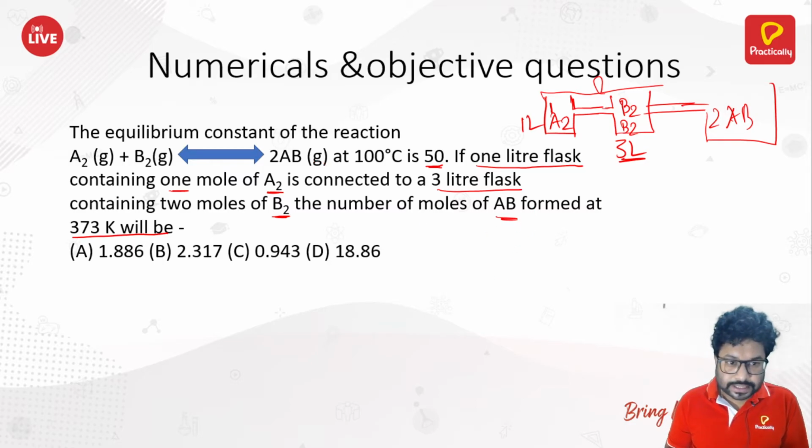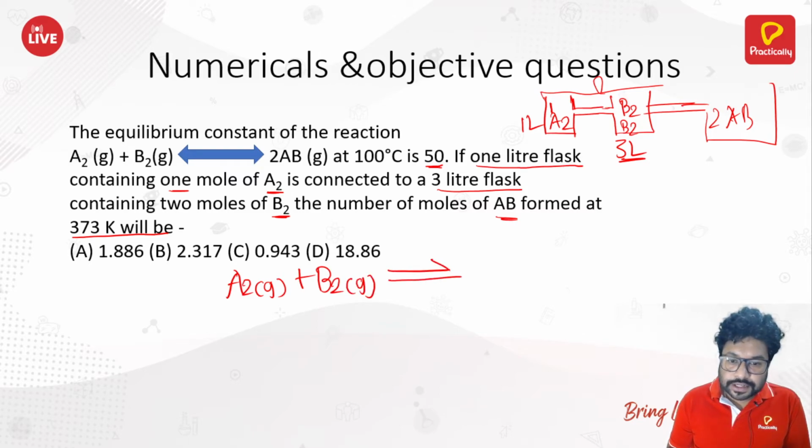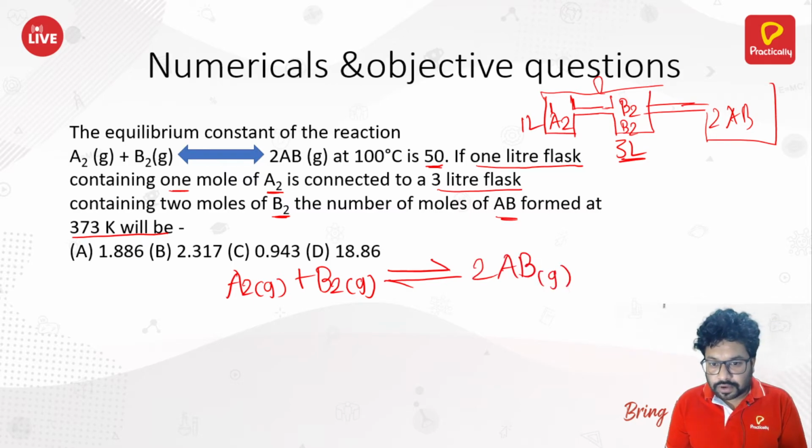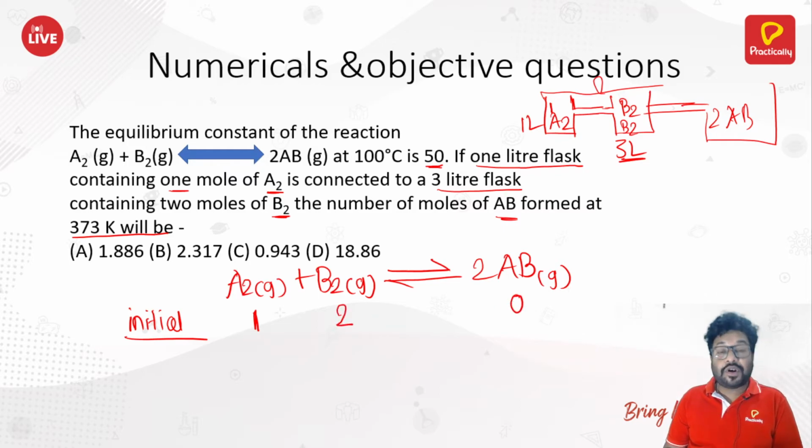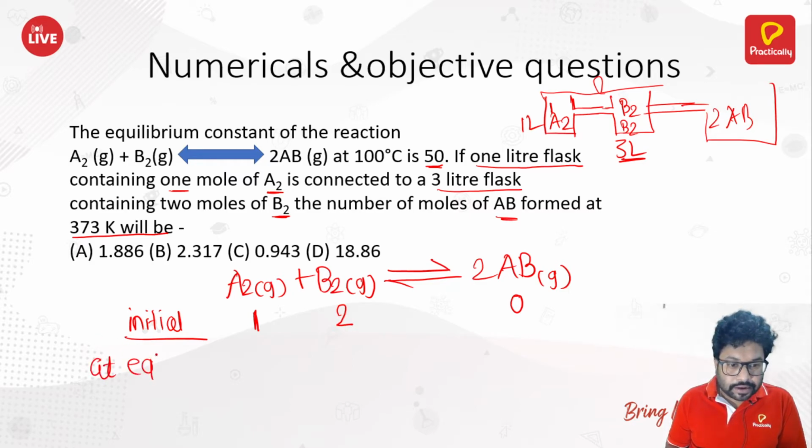Okay, how can we solve this? See, A2 is in gaseous form, B2 is also in gaseous form. The reaction is reversible, as obviously it gives you 2AB, gaseous. Okay, so initially at the start, what they have told us: 1 mole of A2 and how many moles of B2? 2 moles of B2, and 0 moles of AB, since they haven't formed it yet, right? Now that is initially.